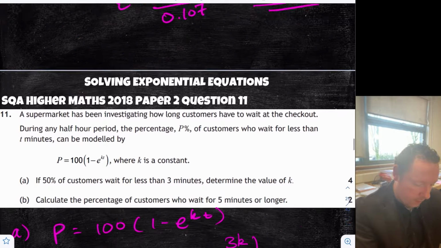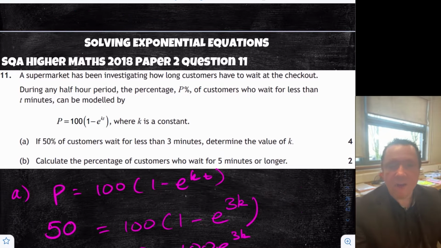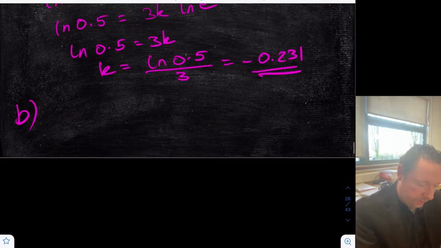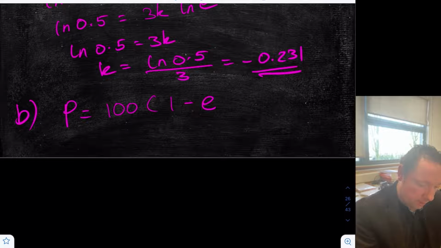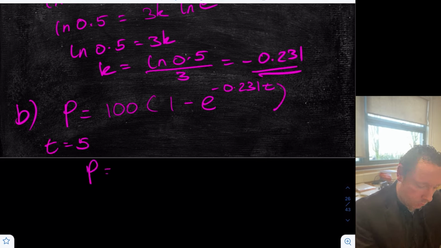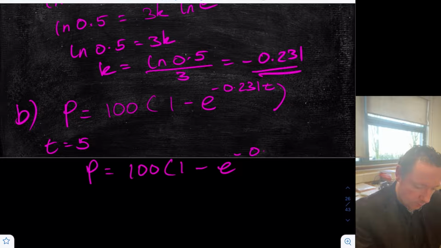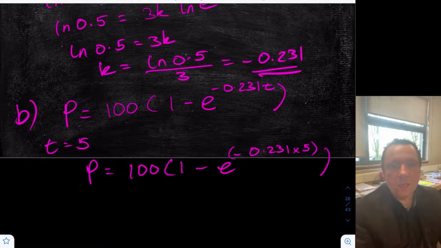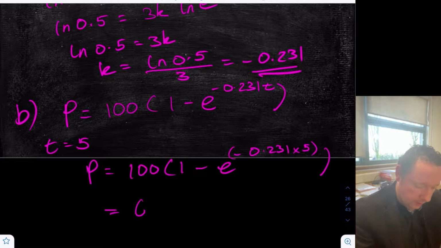And we're done there. Part B says calculate the percentage of customers who wait 5 minutes or longer. So t is just 5. P is 100 times (1 minus e to the minus 0.231 t), because k is minus 0.231. So when t is 5 minutes, P equals 100 times (1 minus e to the minus 0.231 times 5). And then we just need to work that out. If you do that in a calculator, you'll get 68.5.